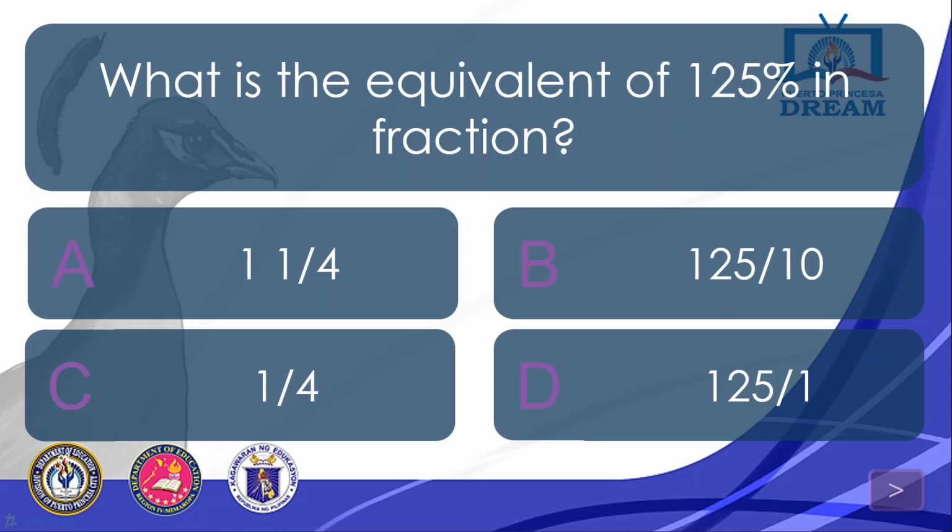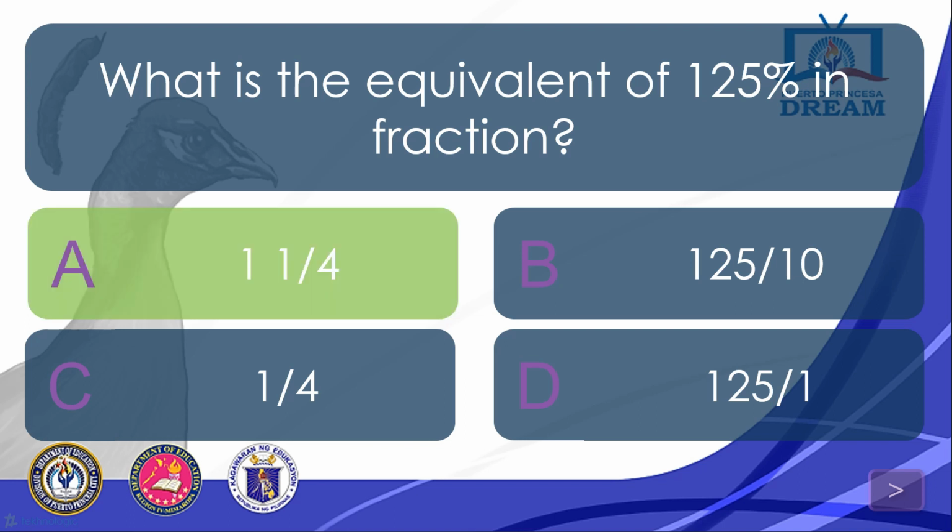Number 4. What is the equivalent of 125% in fraction? A. 1 and 1/4. B. 125 over 10. C. 1/4. D. 125 over 1. The correct answer is A. 1 and 1/4.